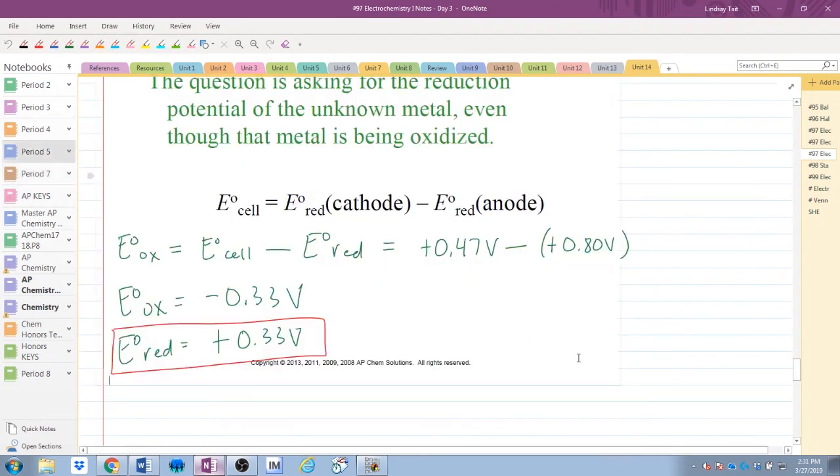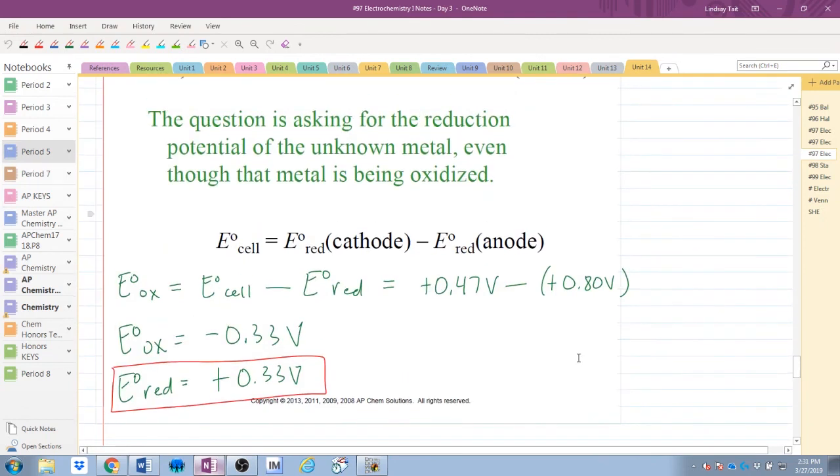And so this is what it would look like. You can put this on your last slide. My oxidation potential is equal to my cell potential minus my reduction potential. And that gave me the oxidation potential of negative 0.33 volts. But I flipped the sign.